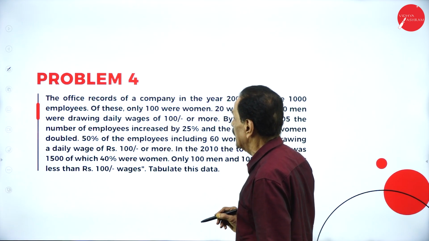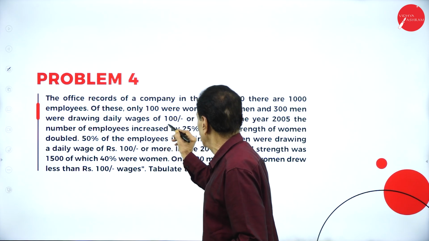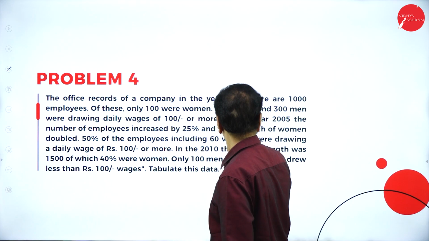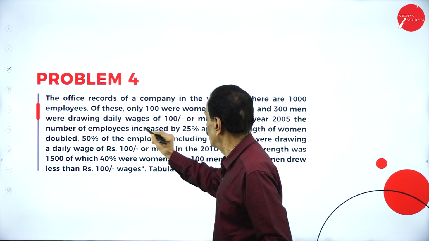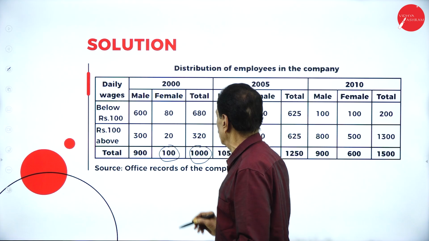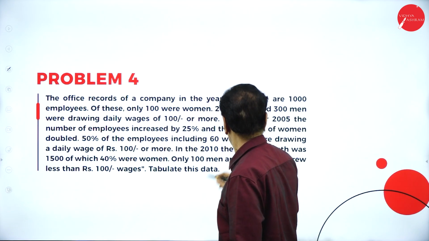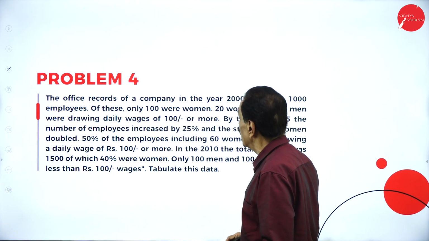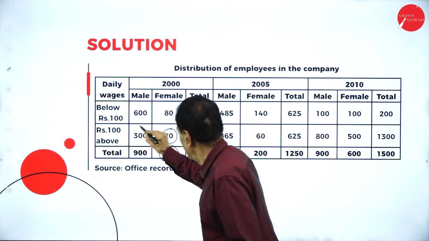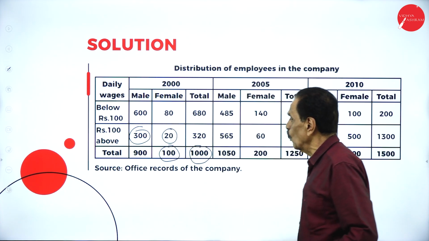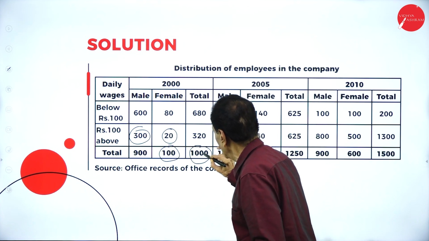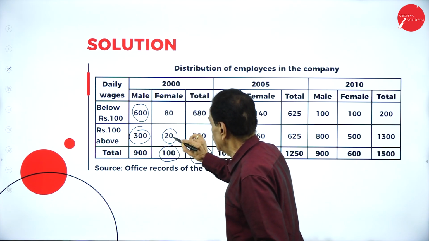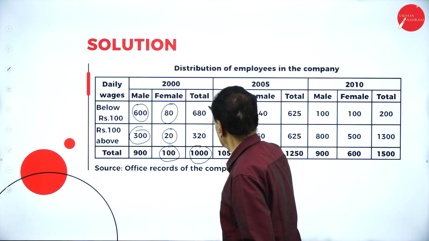20 women and 300 men are drawing daily wages of rupees 100 or more. 300 men and 20 women drawing wages of 100 or more. So out of 1,000, 100 gone, 900. 900 minus 300 is 600. 100 minus 20 is 80. So 600 plus 80 is 680.